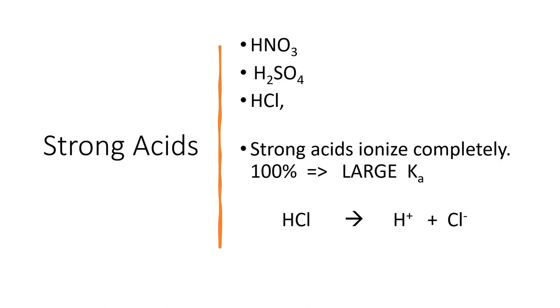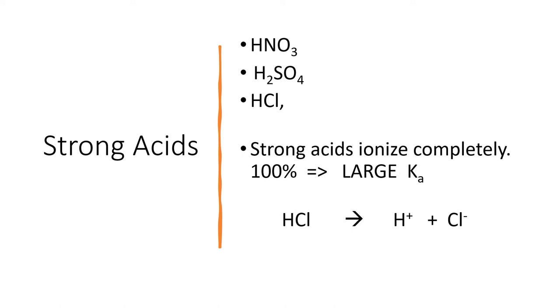Some of the strong acids that you should be familiar with are nitric acid, sulfuric acid, and hydrochloric acid. Nitric acid and hydrochloric acid are monoprotic. Sulfuric acid has H2. That's known as a diprotic, and you can also have triprotic acids. These acids ionize completely in water, 100%. There is no equilibrium, so they have a very large Ka value.